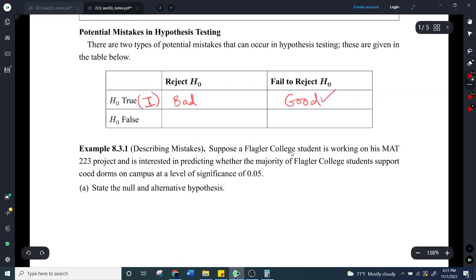That's what we want. On the other hand, if we fail to reject the null hypothesis when the null hypothesis is actually false, that's a bad thing as well, and that we call a type 2 error. So when we make a type 2 error, what that means is we didn't reject the null hypothesis when we actually should have because it was false. On the other hand, if we do reject the null hypothesis and it's false, that's a good thing. That means we've concluded correctly what's actually happening in the population.